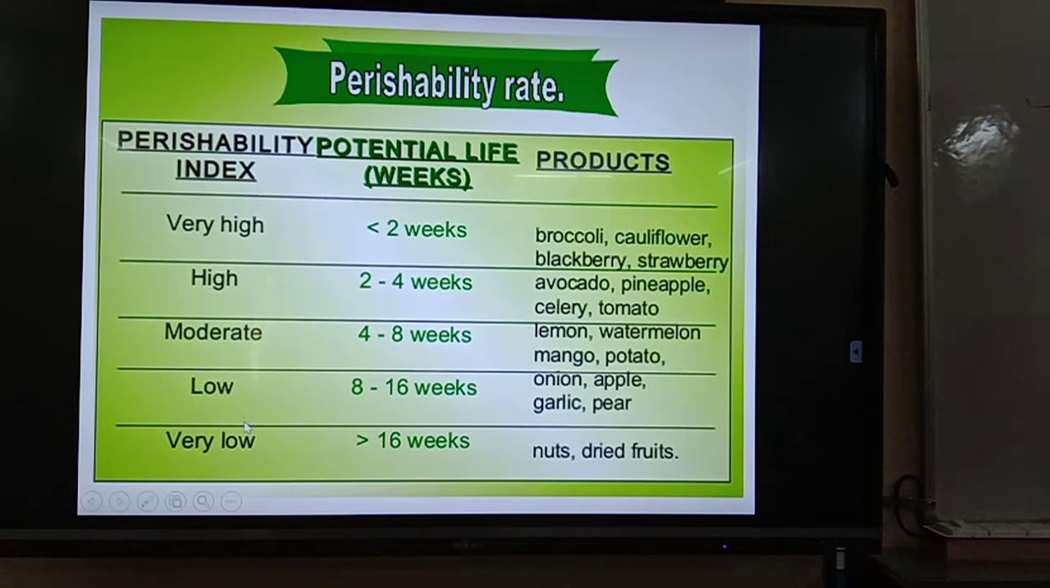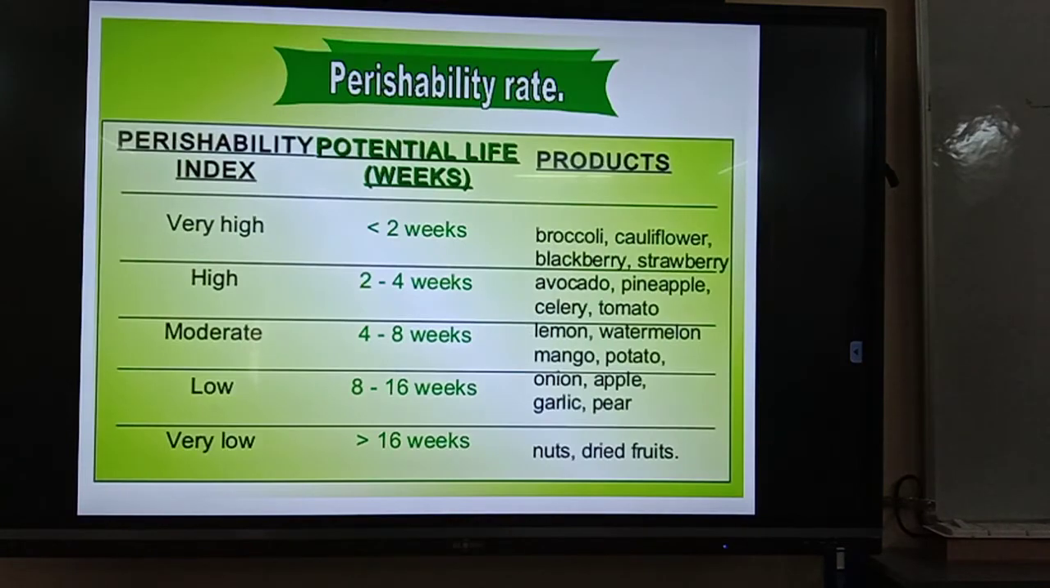But for some crops in which the perishability index is very low, we can store them for up to 16 weeks, especially the nuts and the dried fruits. For some fruits, if the perishability index is low, then we can store them for 8 to 16 weeks. In this condition, onion, apple, garlic and pear can be kept for that period.